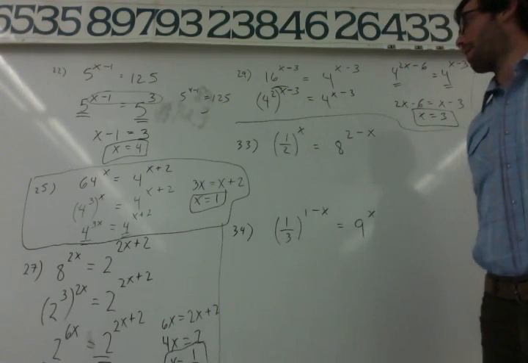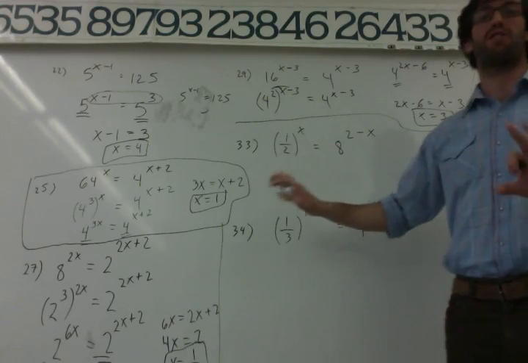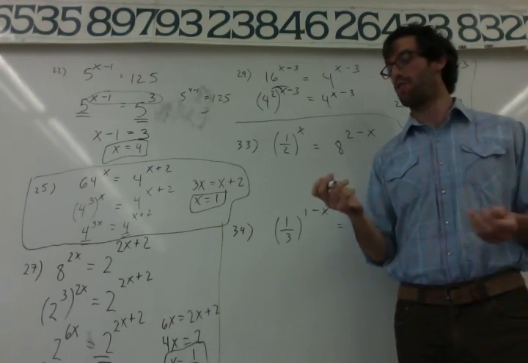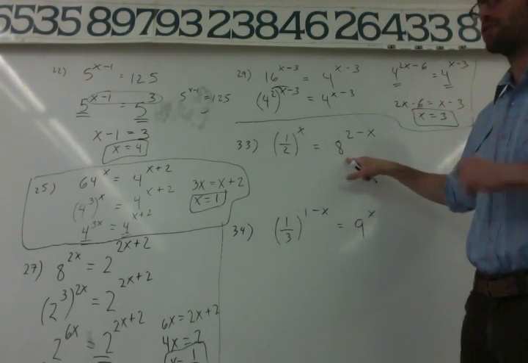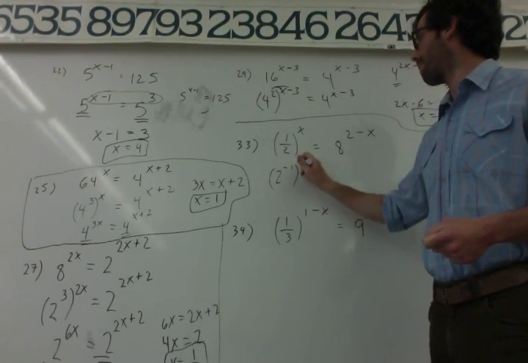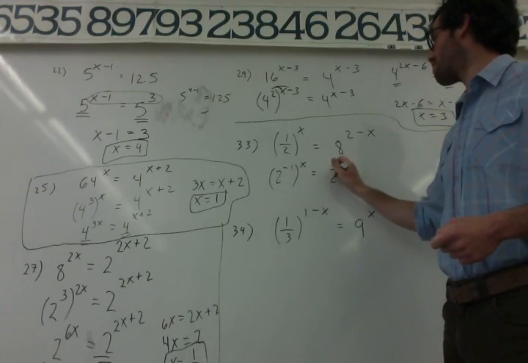33, we got a fraction here. Okay, we don't want to use fractional bases. It's easier to use whole number bases. So what I would recommend you do is write both sides with a base of 2. Right, so 1/2 is 2 to the negative 1. 8 is 2 to the positive third.